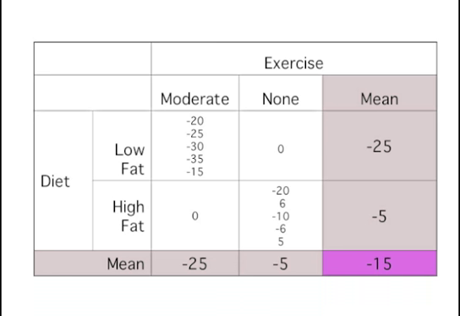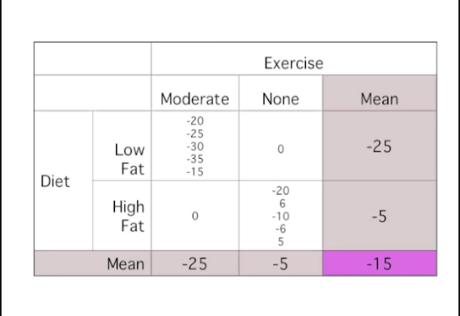The hypothetical data showing change in cholesterol are shown here. The last column shows the mean change in cholesterol for the two diet conditions, whereas the last row shows the mean change for the two exercise conditions. The value of -15 in the lower rightmost cell in the table is the mean of all subjects. We see from the last column that those on the low-fat diet lowered their cholesterol an average of 25 units, whereas those in the high-fat diet lowered theirs by only 5 units.